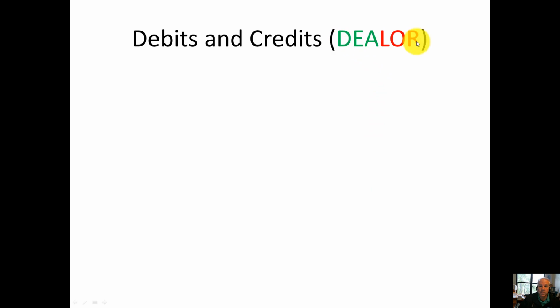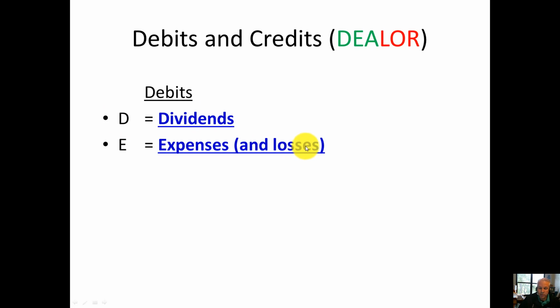Now let's review debits and credits together. I have an acronym which I use, which is called DEALER. DEALER stands for, number one, the debits. The D stands for dividends. The E stands for expenses and losses. And A stands for assets. So your debits are your D, your E, and your A.